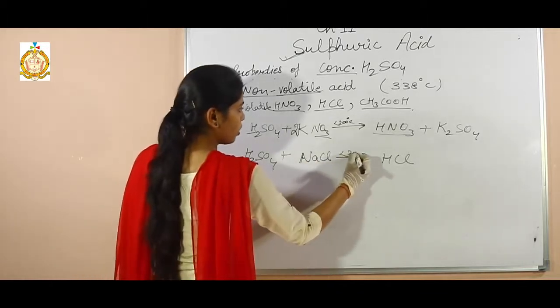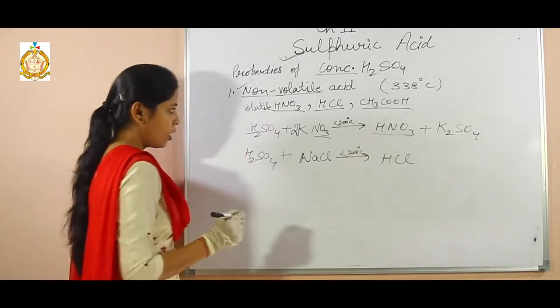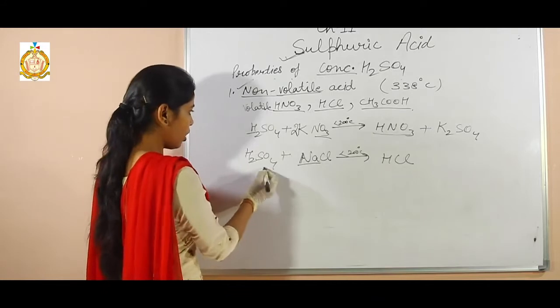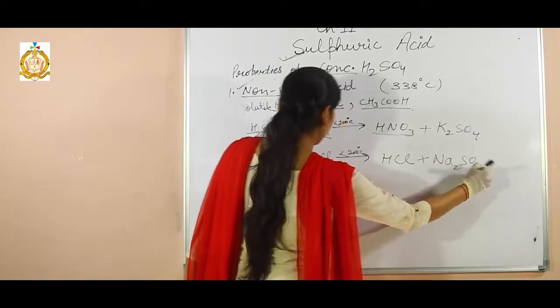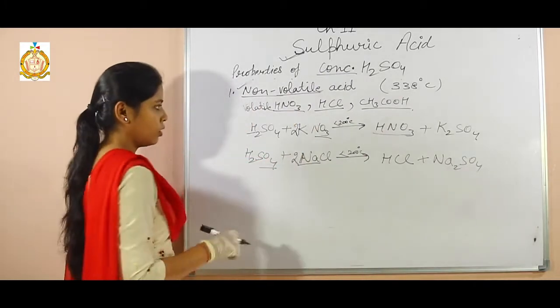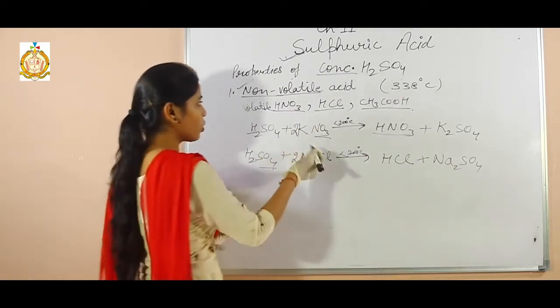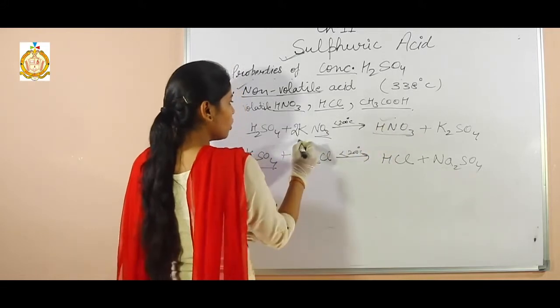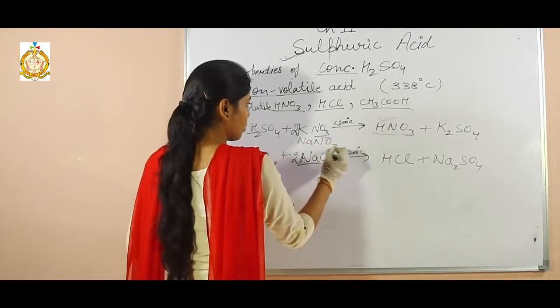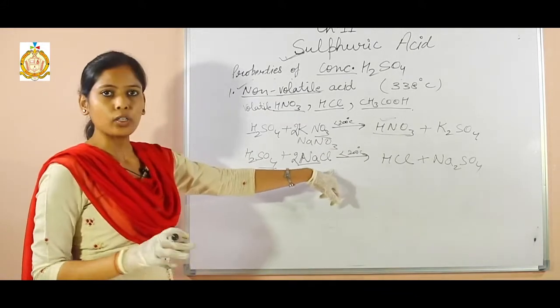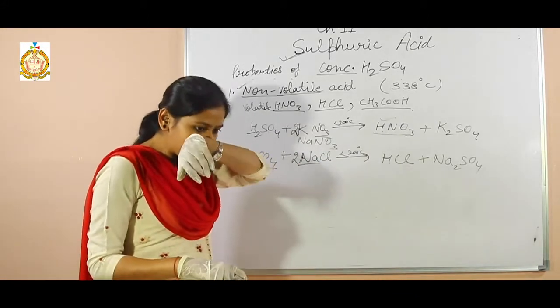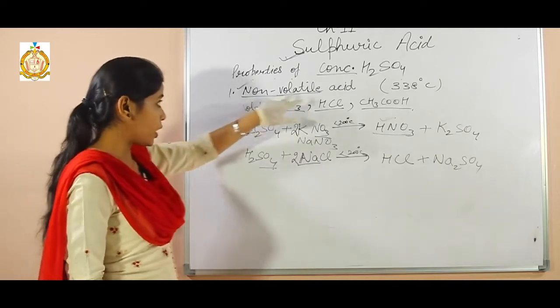Next, prepare HCl from sodium chloride: NaCl plus H2SO4, temperature should be below 200 degrees Celsius, and Na2SO4 will be the side product. Balance it. Now it is balanced. So like this you can prepare HNO3 from sodium nitrate also, and HCl from KCl, potassium chloride, also. So this is the non-volatile property.